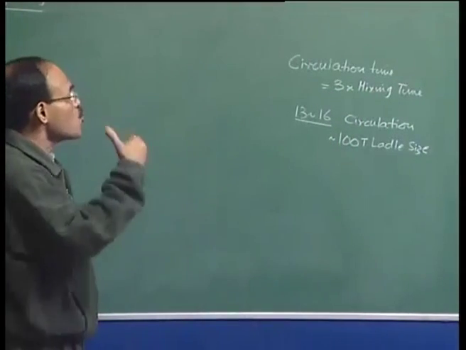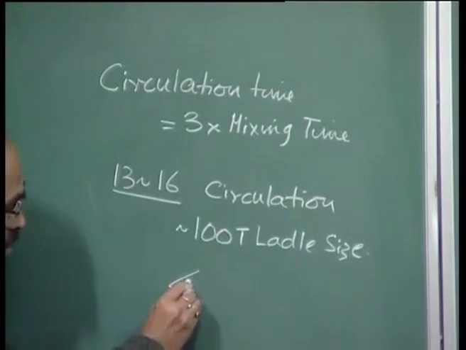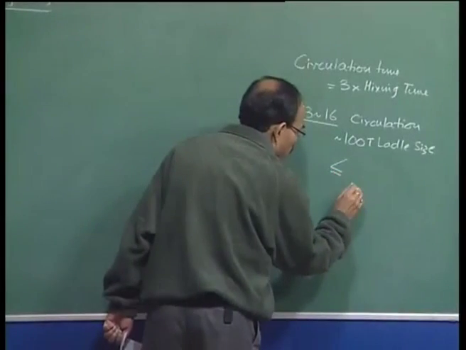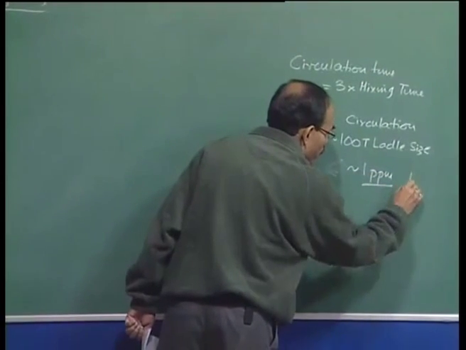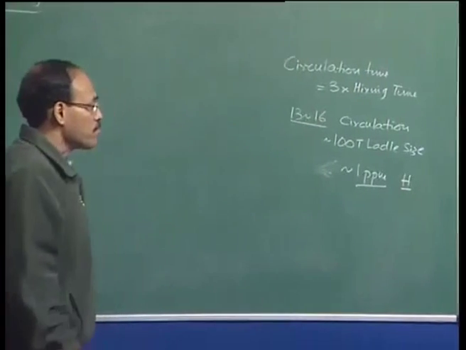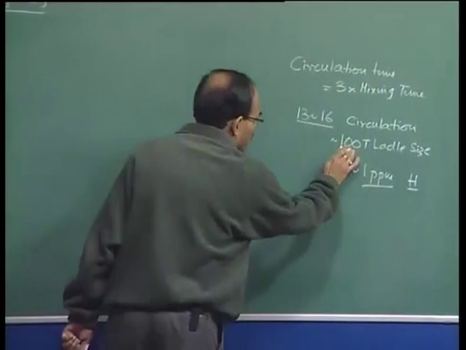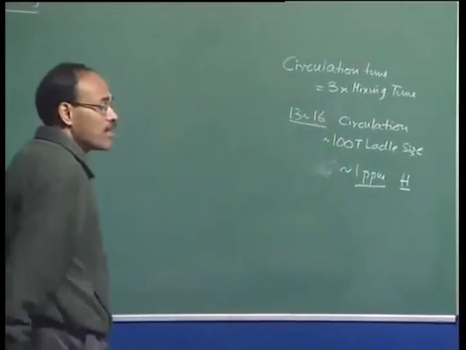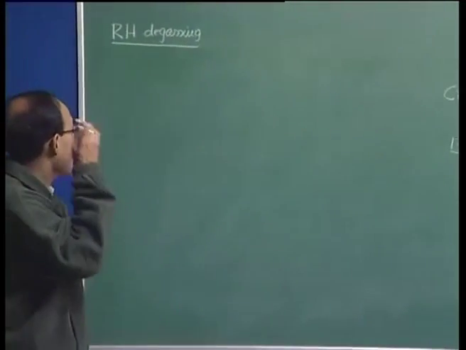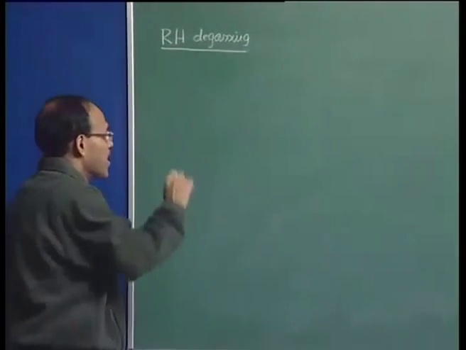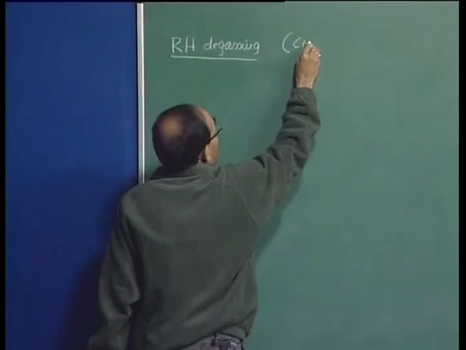So, that gives you an idea, and this is needed to get hydrogen of approximately 1 ppm. In order to attain that dissolved hydrogen in the system, you require about 13 to 16 circulations. This will depend basically on the size of the ladle, how many circulations are necessary, and the final composition desired. Now, the last and the most important type of degassing is the RH degassing process, and this is called circulation degassing.